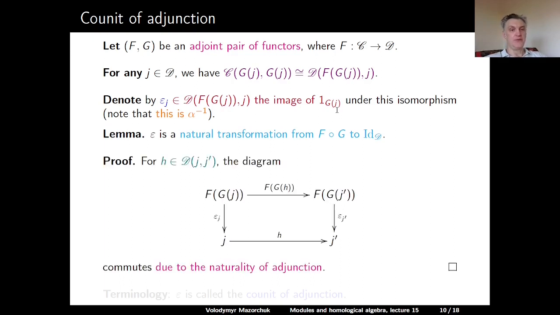And we have the same proof for any morphism H in D from J to J prime. We have the following diagram. So we can start from F of J and go by epsilon J to J and then by H to J prime. Alternatively, we go by F of G of H to F of G of J prime and then go by epsilon J prime to J prime. And this diagram commutes due to the naturality of this isomorphism. And this means that epsilon is a natural transformation. And this natural transformation is called the co-unit of the adjunction.